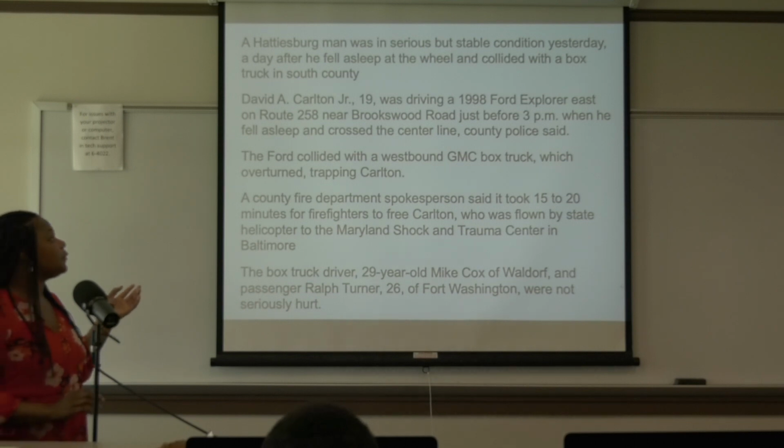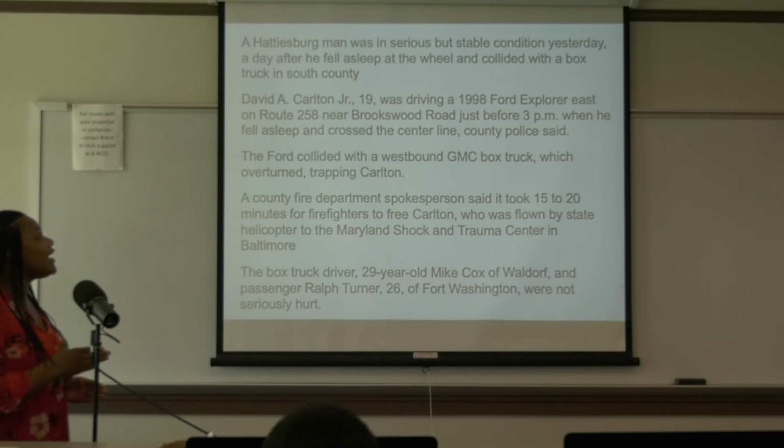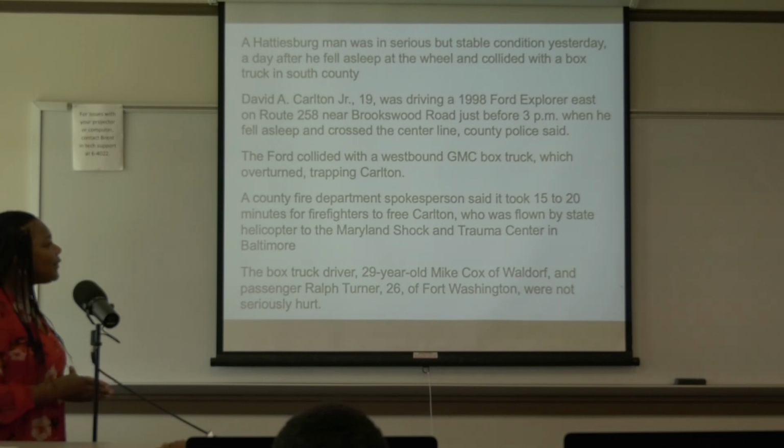Let's look at this example. A Hattiesburg man was in serious but stable condition yesterday, a day after he fell asleep at the wheel and collided with a box truck in South County. David A. Carlton Jr., 19, was driving a 1998 Ford Explorer East on Route 258 near Brookswood Road just before 3 p.m. when he fell asleep and crossed the center line, county police said. The Ford collided with a westbound GMC box truck, which overturned, trapping Carlton.